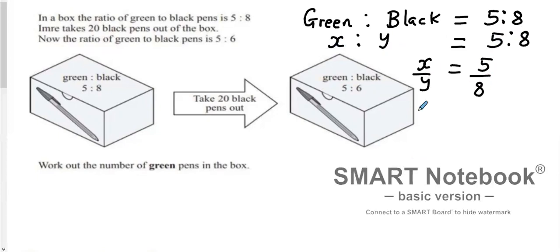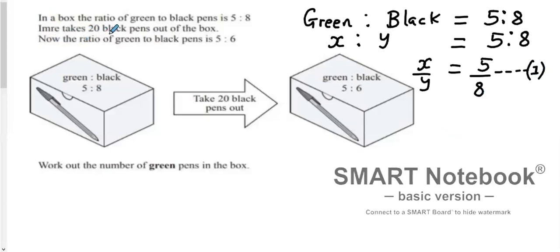Can you see that? X over y equals 5/8. Okay? So you can just say, this is my first attempt, or this is my first equation. Now, go back to this question again.